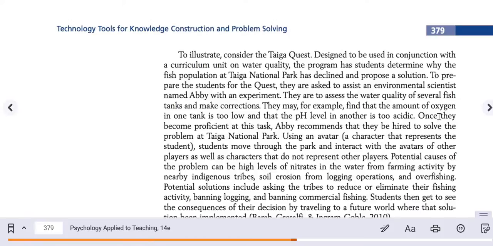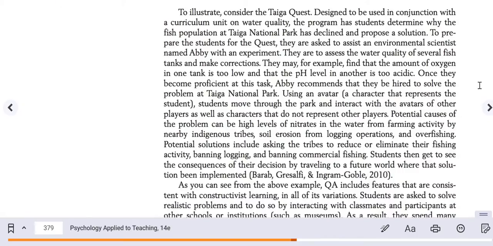To illustrate, consider the Taiga quest. Designed to be used in conjunction with the curriculum unit on water quality, the program has students determine why the fish population at Taiga National Park has declined and propose a solution. To prepare the students for the quest, they are asked to assist an environmental scientist named Abby with an experiment.